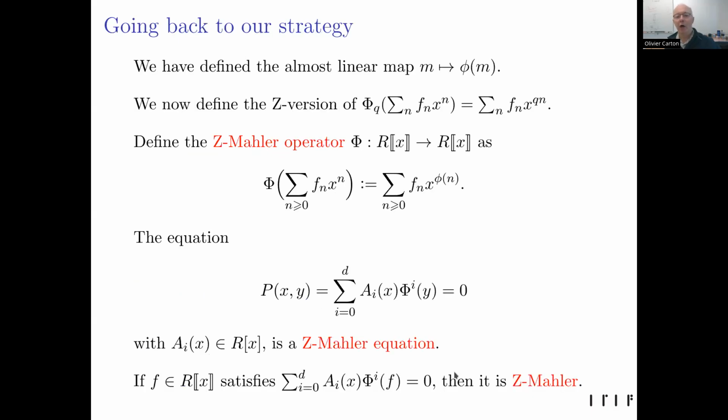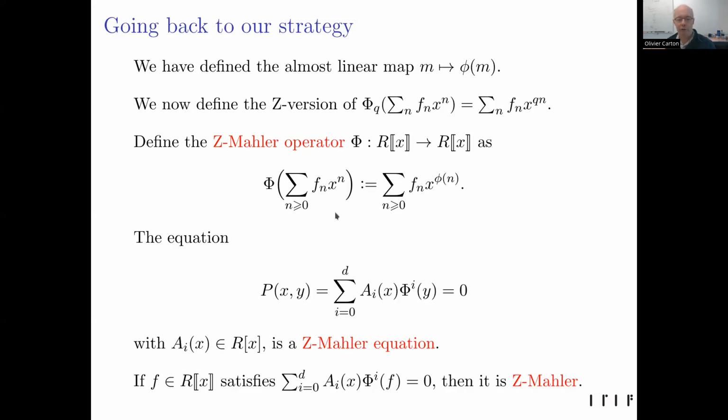And now you maybe have an idea of what we have done. We have introduced this function little phi, and then we mimic the definition of the big phi of Q. We define our new Z-Mahler operator big phi from power series to power series, which maps the sum of f(n) x^n to the sum of f(n) x^(little phi of n).